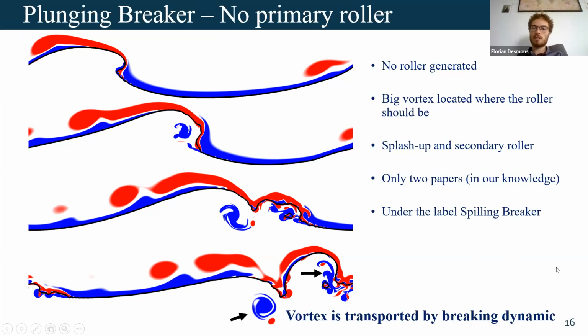In fact, there is something really important that I've talked about before, which is the horizontal velocity of the vortex generated. In contrast to the spilling breaker, all of the vortex generated here, the big one and the vortex inside the splash up, will be transported by the breaking dynamics, just like the plunging breaker with primary roller. So this vortex won't stay in the local area of the generation, but will be transported to another area. So for me, this is much closer to a plunging breaker than to a spilling breaker.